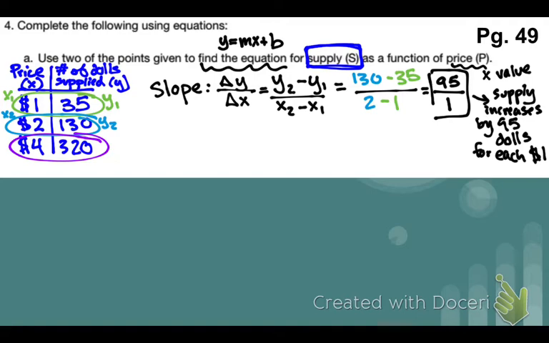Okay, now I have my slope. So we're trying to find our equation. So we just used our x and y values to find our slope, like we normally do, yeah? And this is the table from page 47. Oh, from yesterday. All right. Okay, we have our slope.